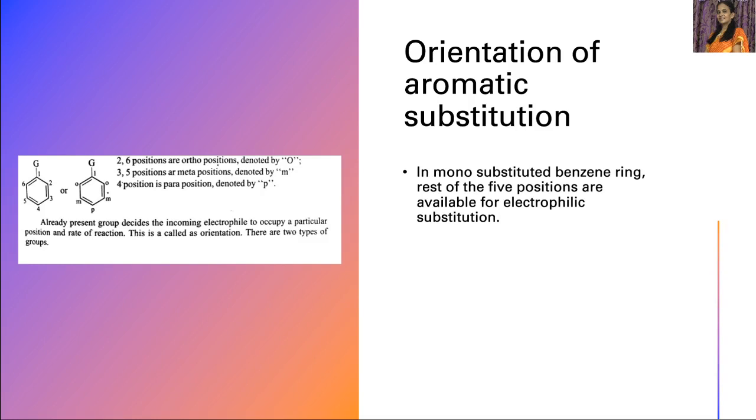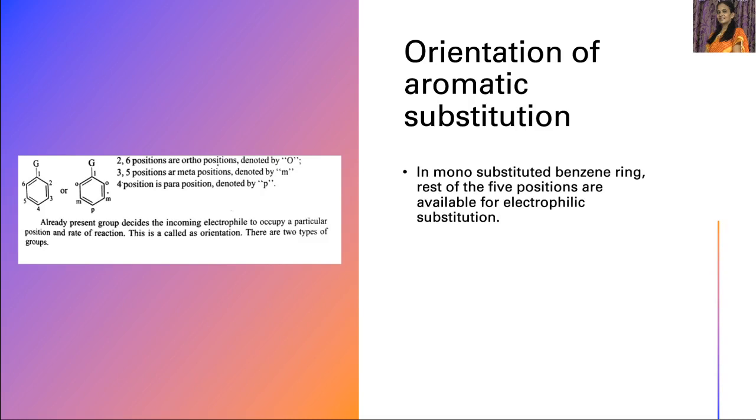Now, let us see the positions in the benzene ring. Here, this is the group which is already present. This is monosubstituted benzene. Let's say the numbering of carbon atoms in the benzene ring is in the clockwise direction: 1, 2, 3, 4, 5, 6. And these positions can also be written like this. This is the first position.